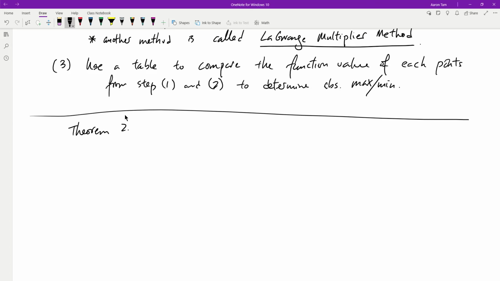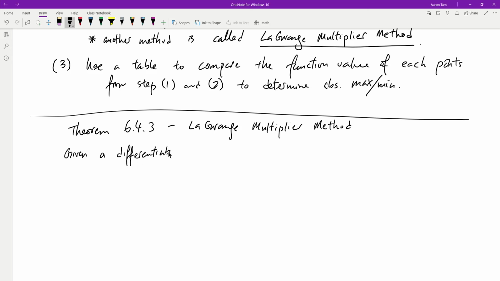So here's the theorem, 6.4.3, which is referred to as the Lagrange multiplier method. Sometimes I just call it LMM for short. So here's what the Lagrange multiplier method states. Let's say we're given a differentiable function f that maps from Rn to R. So this is the function that we are trying to optimize.